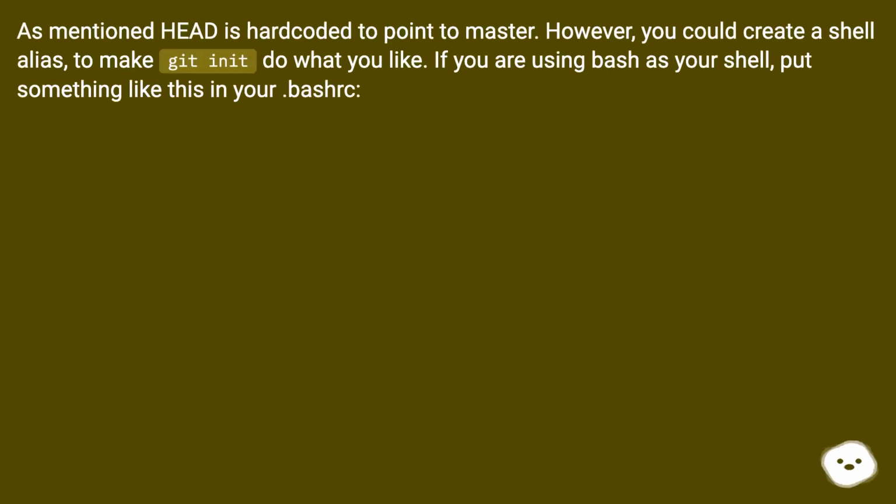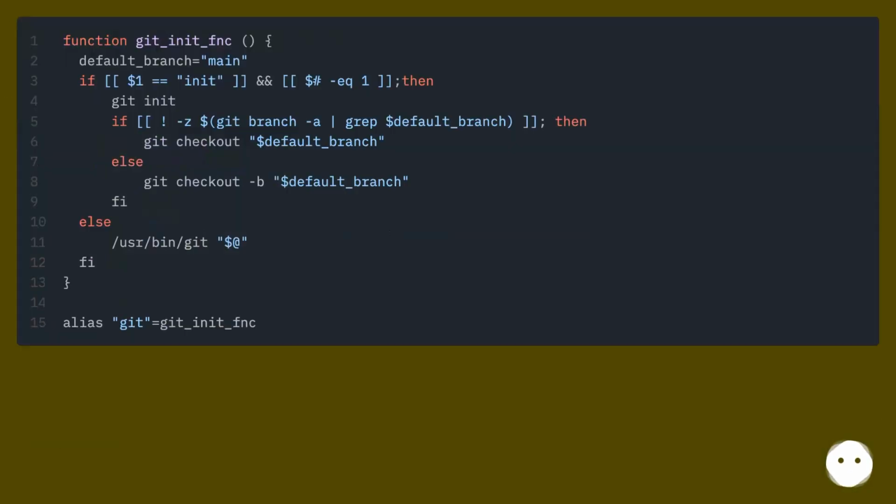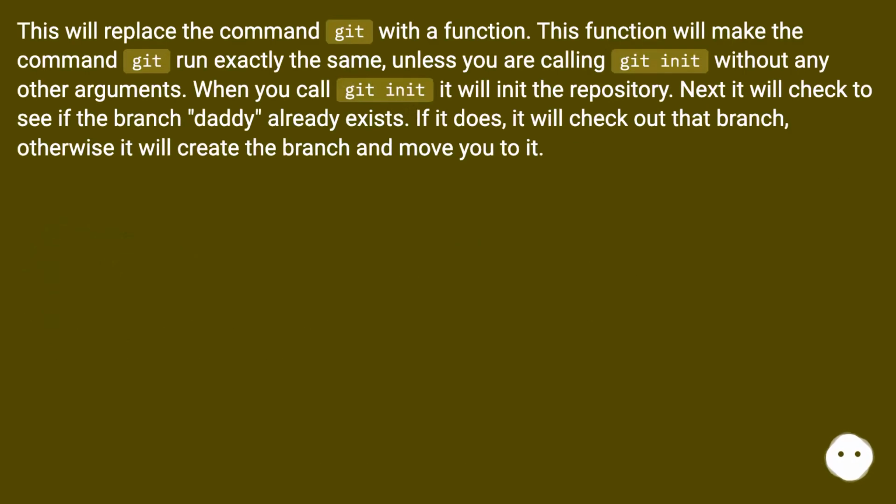As mentioned, HEAD is hard-coded to point to master. However, you could create a shell alias to make git init do what you like. If you are using bash as your shell, put something like this in your bashrc. This will replace the command git with a function. This function will make the command git run exactly the same, unless you are calling git init without any other arguments. When you call git init, it will init the repository. Next, it will check to see if the branch daddy already exists. If it does, it will check out that branch, otherwise it will create the branch and move you to it.